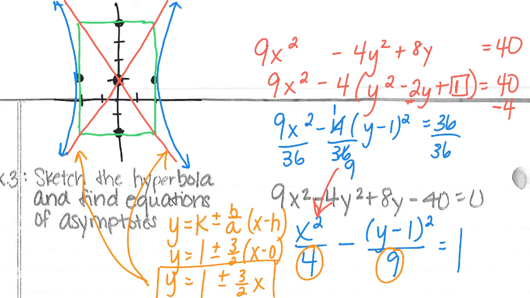All right, so I answered all the questions. I sketched, I found the equations of the asymptotes, I found the centers, I found the a's and b's, and it did not ask me to find my foci. Great job.